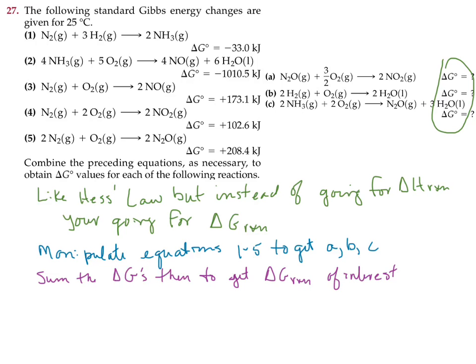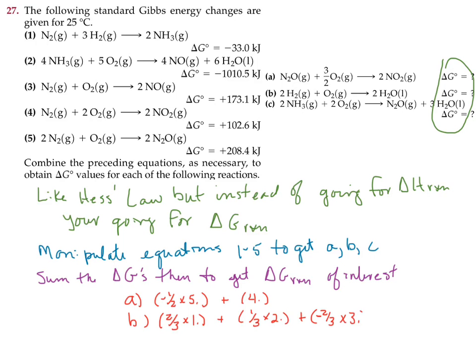And then once you have those puzzle pieces, basically you add up the delta G's to get your reaction of interest. And the answer's in the back of your book. What could go wrong there? A lot. So for A, you're going to use equations 5 and 4. You're going to reverse 5, take it times 1/2, plus just equation 4 as it is.